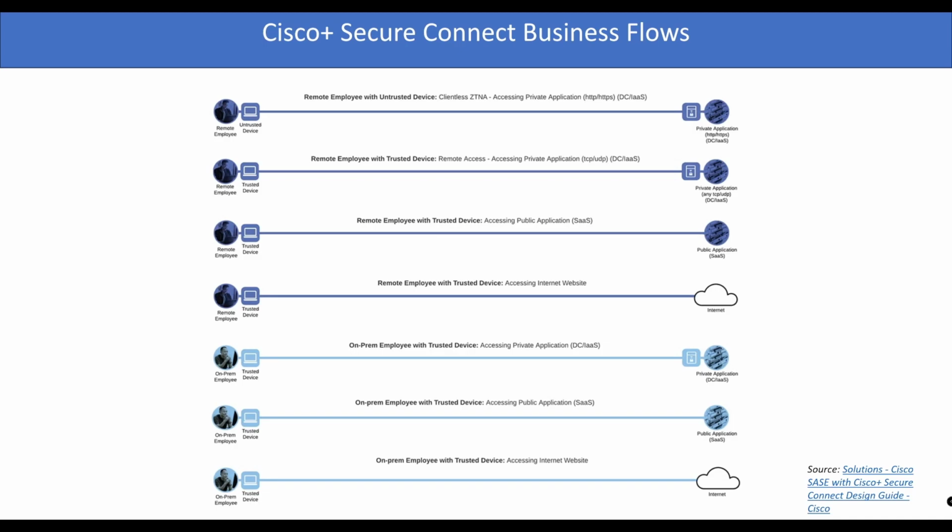We're looking at on-prem employees with trusted devices, and we're looking at remote employees potentially with untrusted devices or trusted devices. And again, these business flows are further broken down on the link that I'm going to provide in the video description. So please do check that out if you want more detail around these business flows, which all map back to the SAFE, or Cisco SAFE.